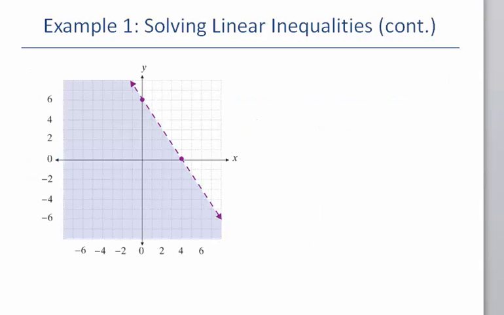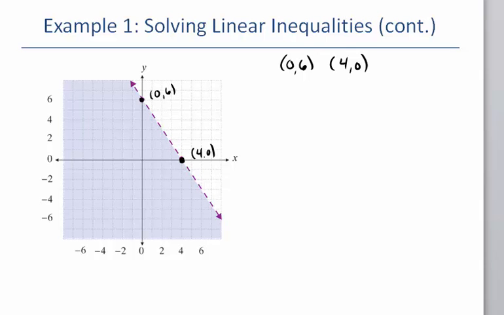So our points are (0, 6) and (4, 0). So on a graph, you're going to plot those two points over 0, up 6. Okay, so here's the first one. And 1, 2, 3, 4 over, up 0 would be the second point here. And we're either going to connect those two points with a dotted line or a solid line.